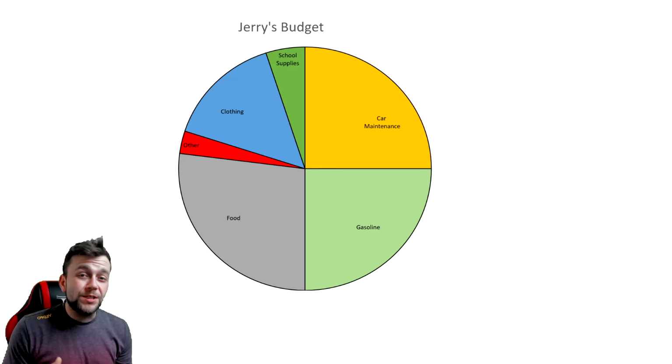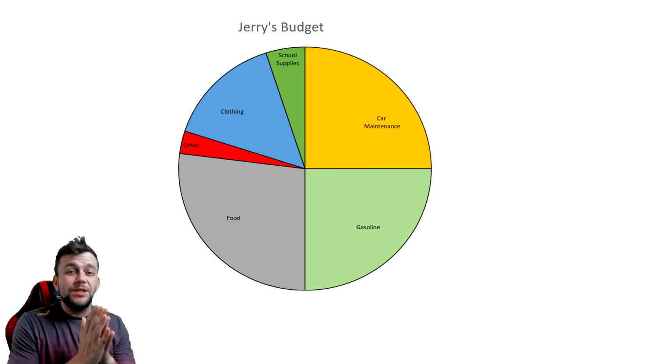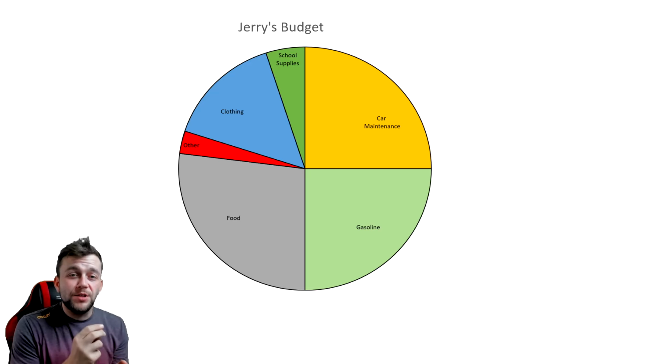Here is our first example of a circle graph. The main thing I want you to remember when you're interpreting the data of the circle graph is that it represents the whole. So you're comparing small pieces of data with their relationship to the entirety of everything.